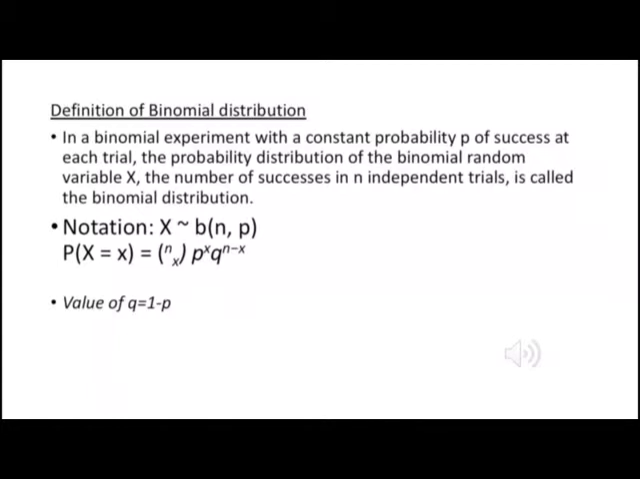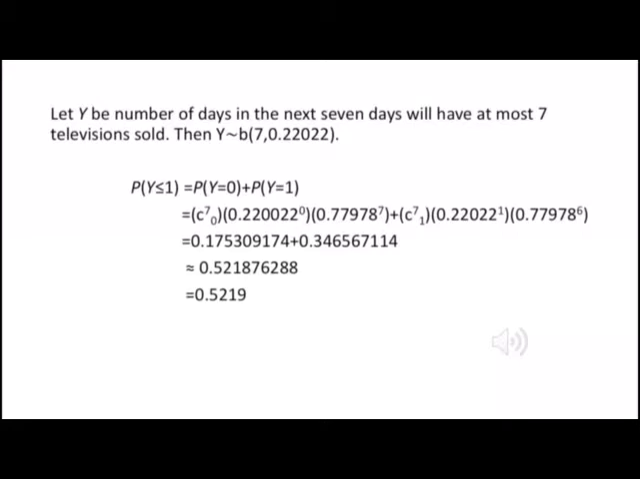As we can see, we need to calculate the value of q. The value of q is equal to 1 minus p, which means 1 minus 0.22022. So we can get the value of q is 0.77978. Let Y be the number of days in the next 7 days that will have at most 7 televisions sold. Then we can have Y follows B(7, 0.22022).